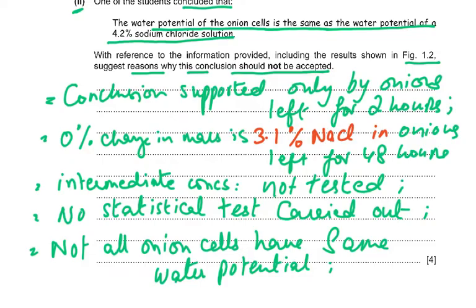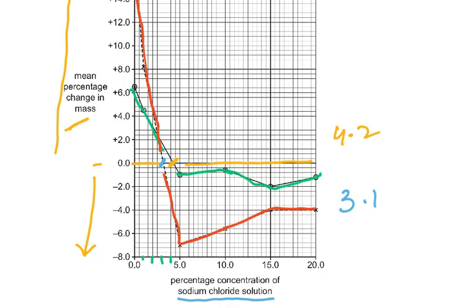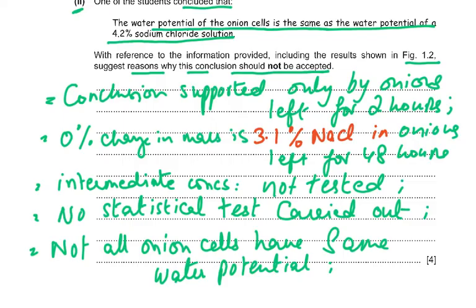So the conclusion is supported only by onions left for 2 hours, and then 0% change in mass is 3.1% sodium chloride in onions left for 48 hours. Then intermediate concentrations have not been tested. We only have 0, and then we have 5%. So we don't have anything between 0 and 5%. You see, this is the 0 and this is the 5%, and we don't have any values in between.